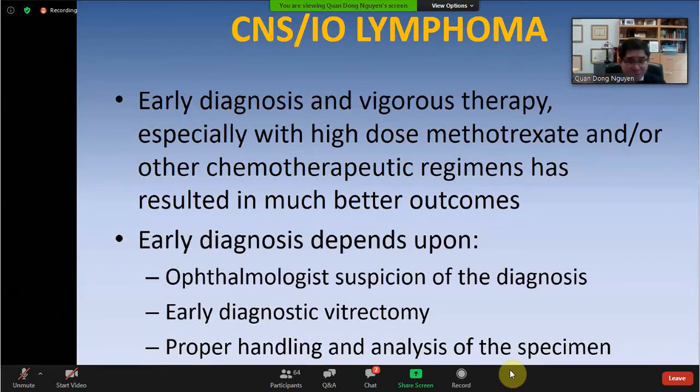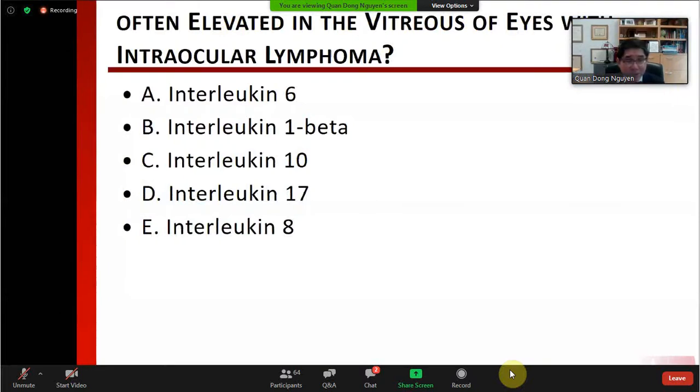And so we will finish up now with just the last two points, which is the question here. So by now, as you can see, the answer to this question will be interleukin 10, right?